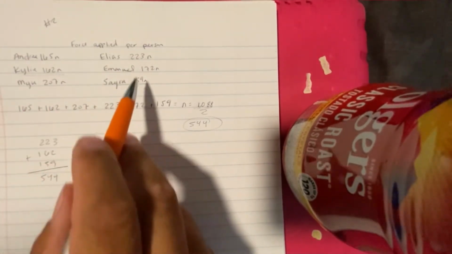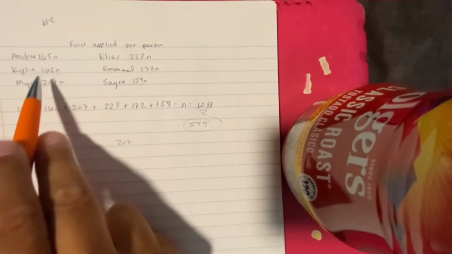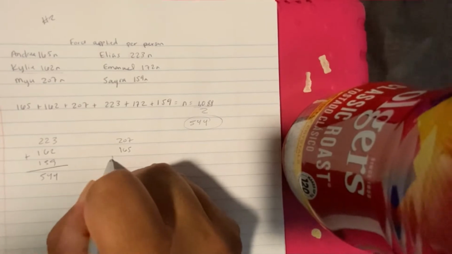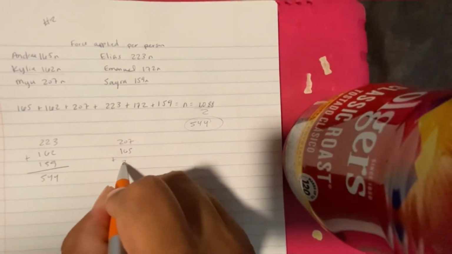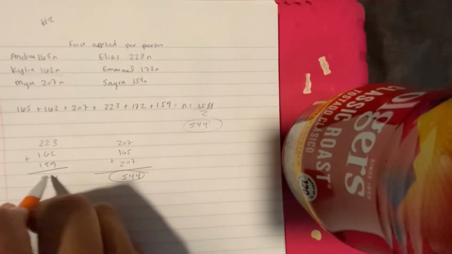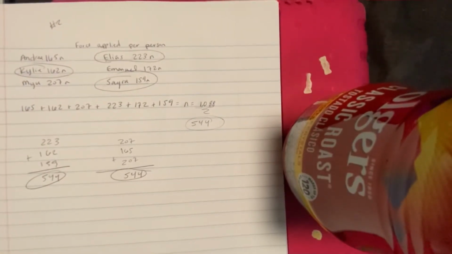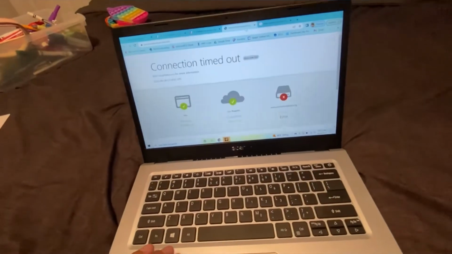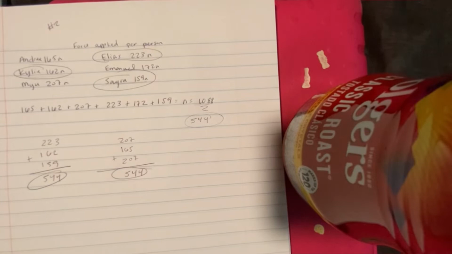I knew the other team was going to be Andrea, Mayu, and Emmanuel, because they also added up to 544. So the 2 teams are: one team is Elias, Kylie, and Soraya, and the other team would be these ones right here. I wasn't sure which Common Core standard it was, because I'm having a problem opening up the Common Core standards. But I can assume it might be geared more towards grades 6, maybe 7, 8.